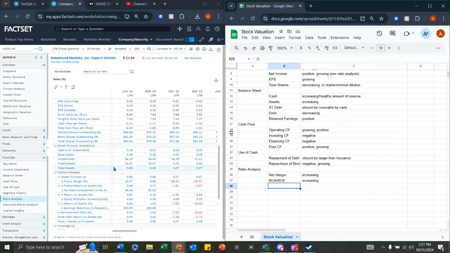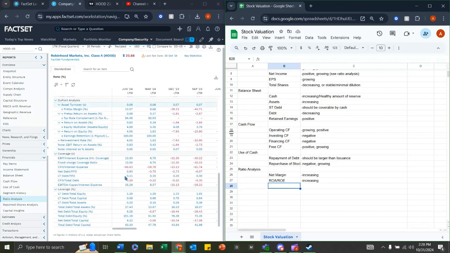Turnover analysis. In theory, you want to see turnover, I believe, decreasing, but I'm not going to add that. It's not really the most major thing for me. Debt to equity ratio, you could have that too. I think I'll add it.